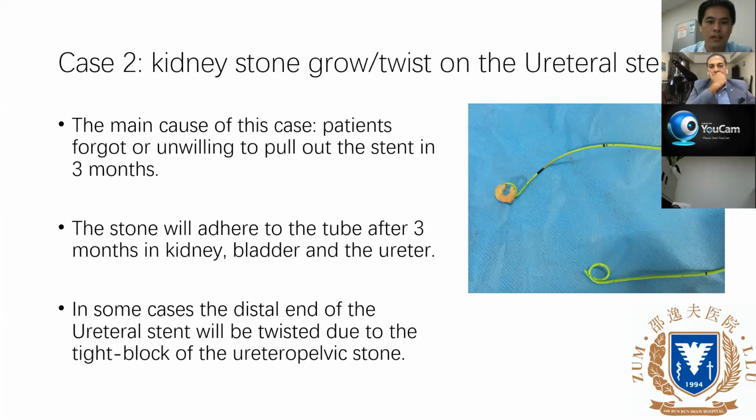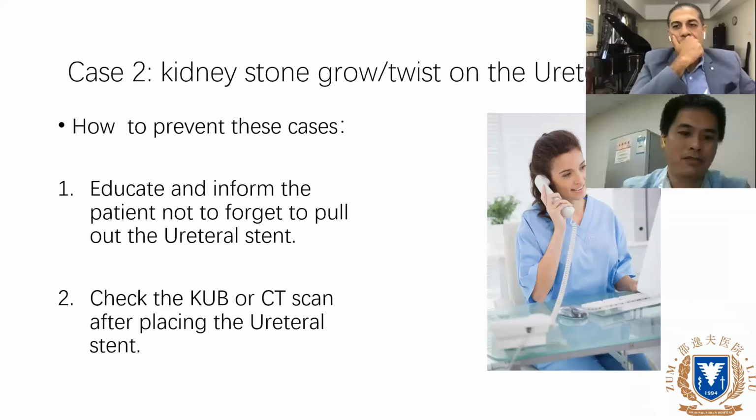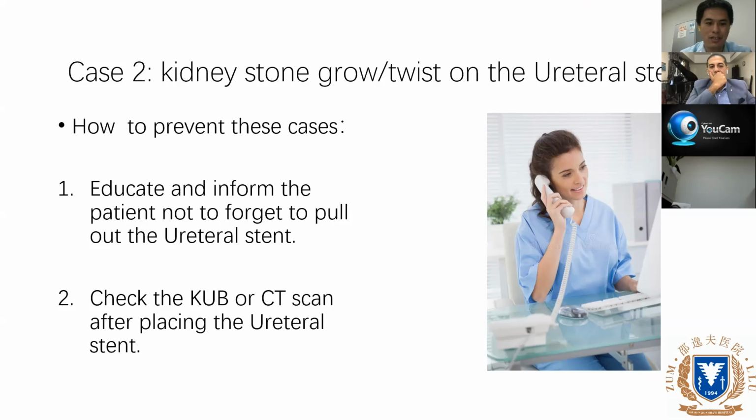So how to prevent these cases? First, we need to educate the patients to pull out the ureteral stent, and also ask patients to check the KUB after the surgery and after placing the ureteral stent. So I would introduce other methods to handle the challenging cases.